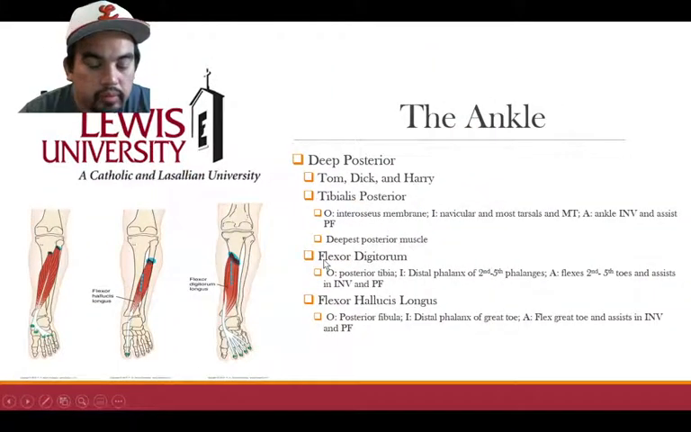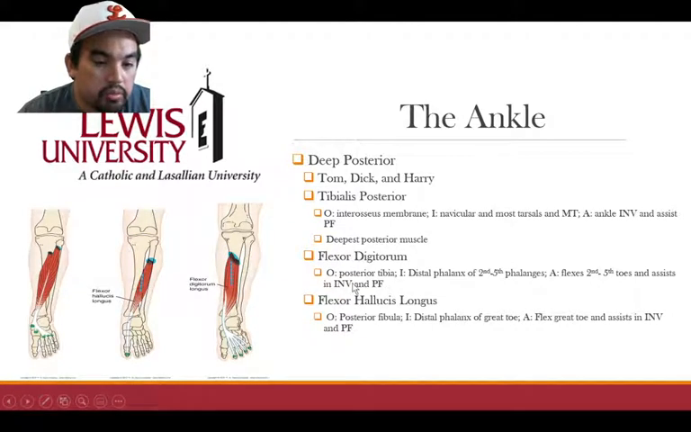And then we have the flexor digitorum. If we're just looking at it from here, what do these do? This is the digitorum, so the digits, and it flexes them. So it's the posterior tibia and distal phalanx, so the 2nd through the 5th phalanges. It flexes the 2nd through the 5th toes, and it assists with inversion and plantar flexion.